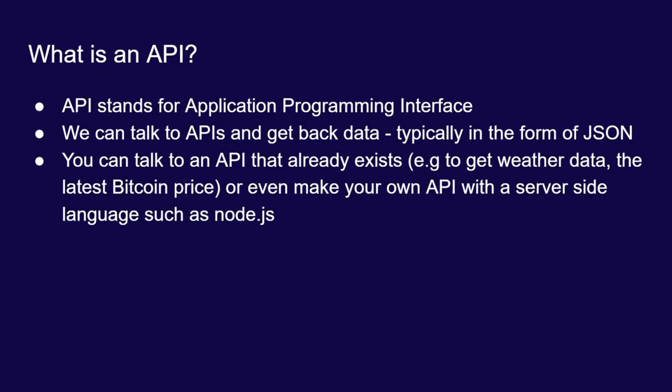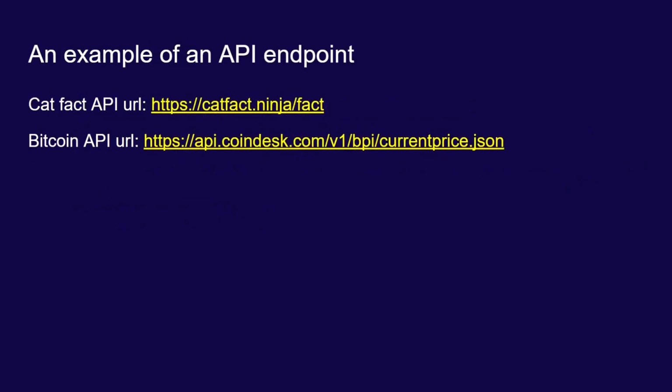So you can talk to APIs that already exist. For example, there are weather APIs where you can get weather conditions in Florida, Texas, maybe Calgary. You can actually get the latest Bitcoin price if you want to speak to a Bitcoin API. You can even make your own API if you know a server-side language such as Node.js. So the key point is that an API is a server somewhere. You can talk to it, basically say to the API, hey, I want to get data. You can get data for Bitcoin, for stock prices, for weather, okay? So it allows you to make really cool applications.